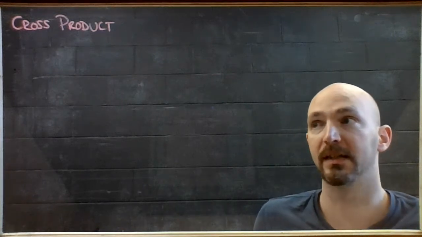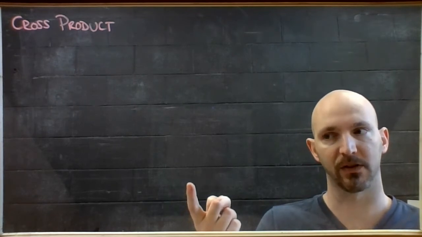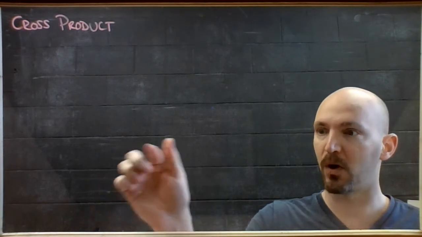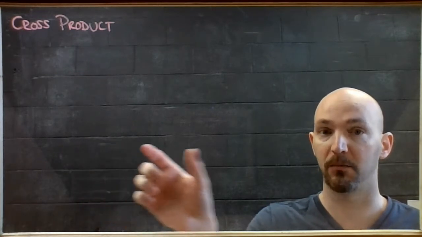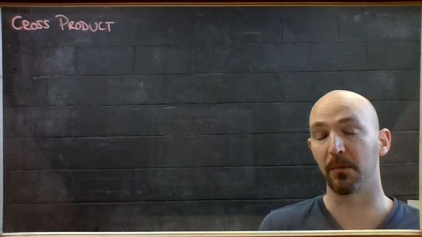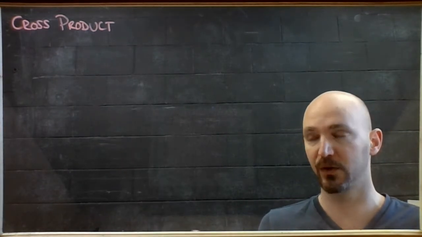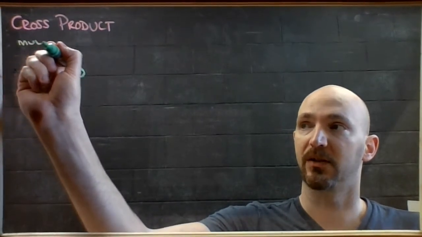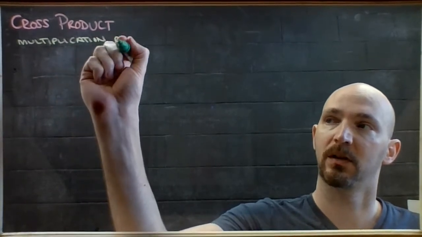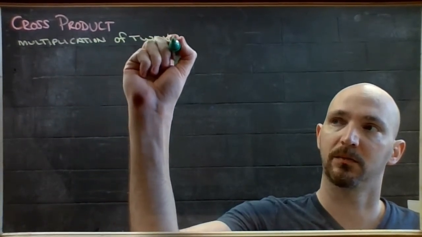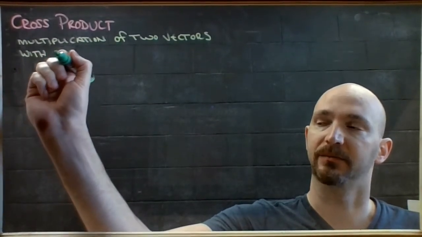So the cross product is the third type of multiplication we're going to do with vectors. The first one was scalar multiplication, where you take a vector and multiply it by a single number. The second one was dot product, where you multiply a vector by a vector and you want a number as your answer. Cross product is for when you want to do multiplication of two vectors, with a vector as your answer.